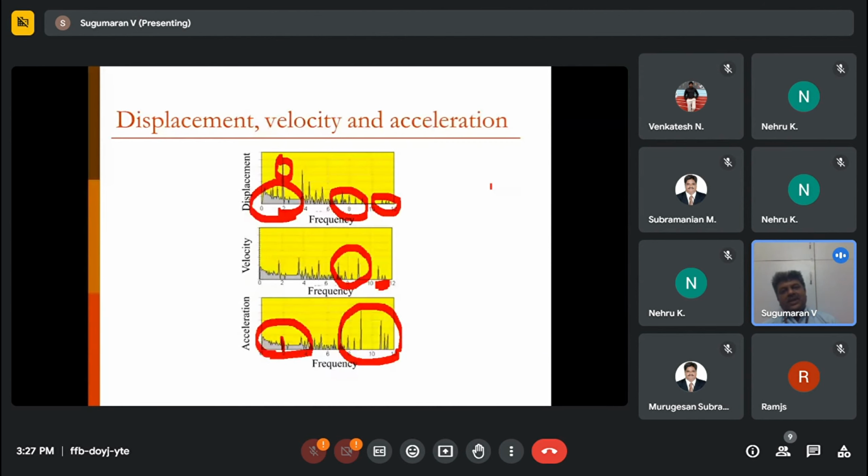Same signal. If I measure displacement, my waveform will be like this. Velocity waveform will be like this. Acceleration waveform will be like this. Of course, this is not a time domain signal. This is a spectrum, a frequency domain signal. Okay.